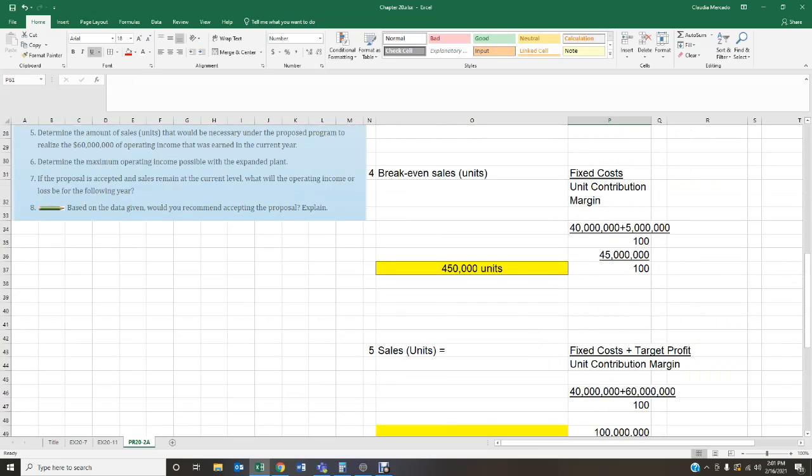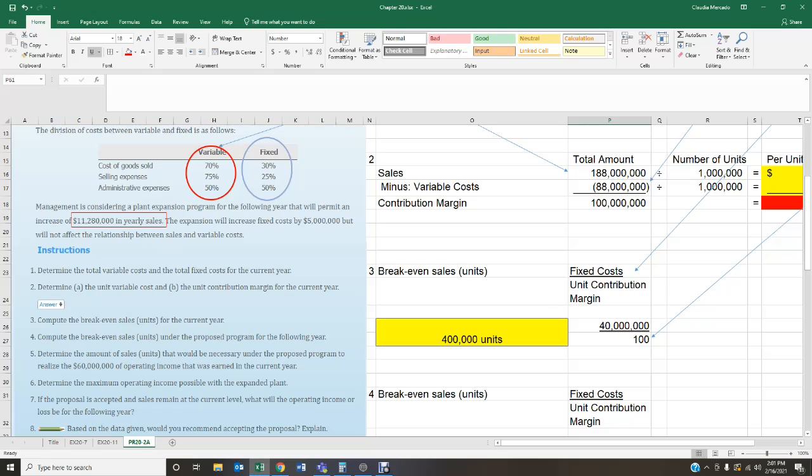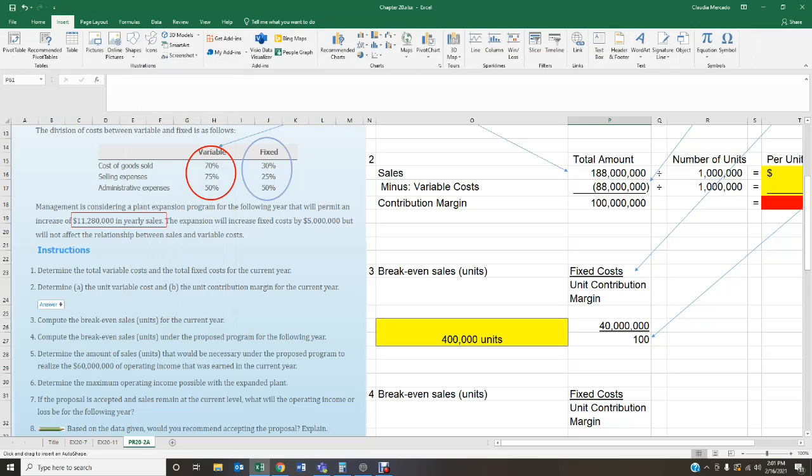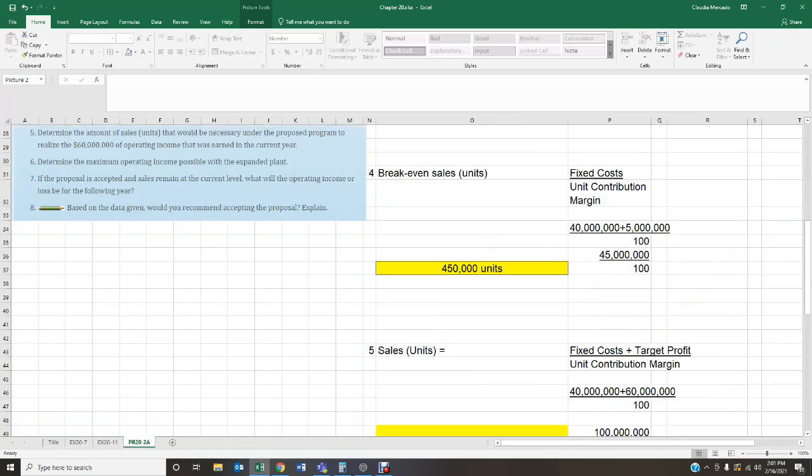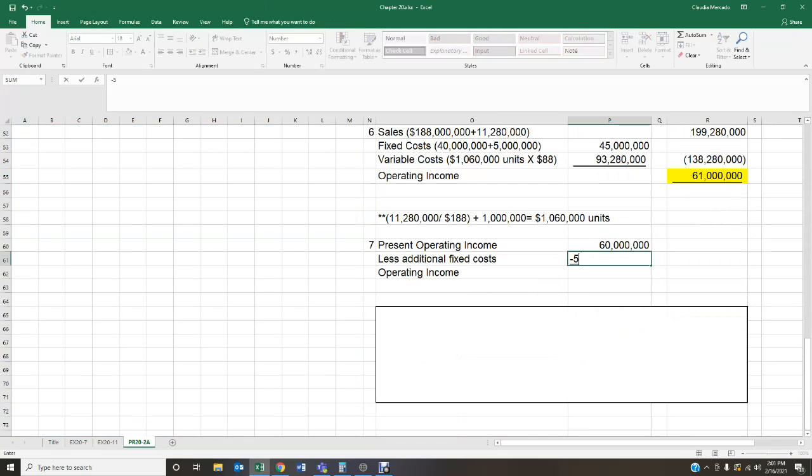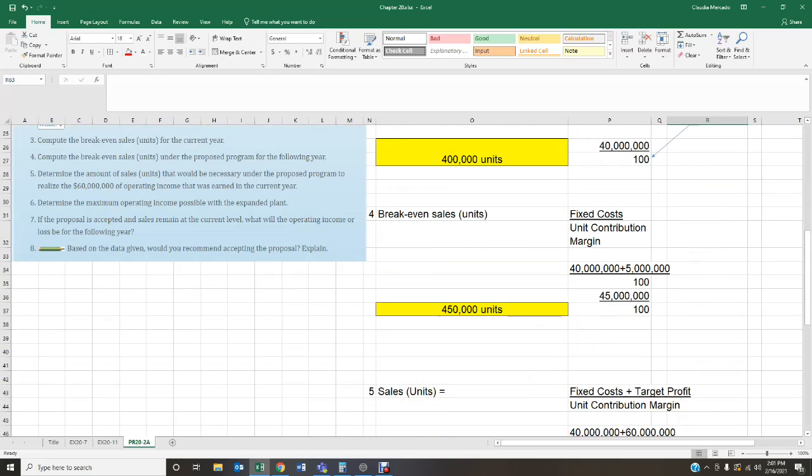Less any additional fixed costs. We did have additional fixed costs, and those fixed costs were $5 million. Okay. So then that means that our operating income would be $55 million. Okay. So our present operating income is $60 million, and we're going to subtract the additional fixed cost that we had to incur, which is $5 million. That will give us an operating income of $55 million.